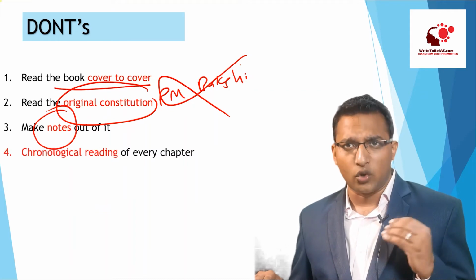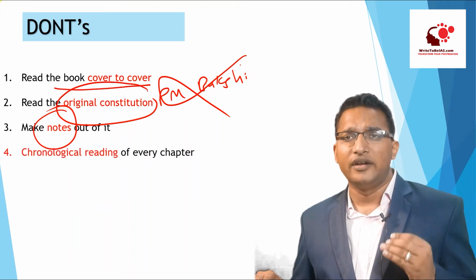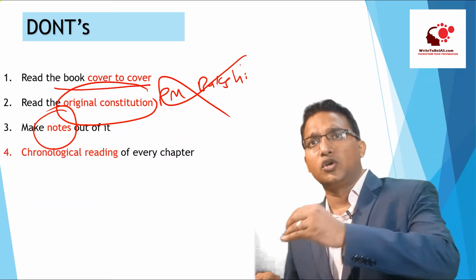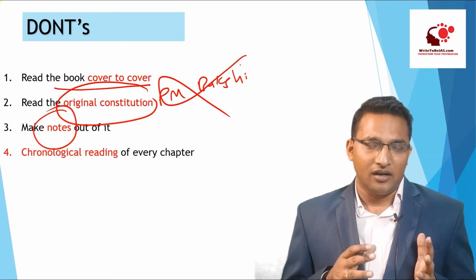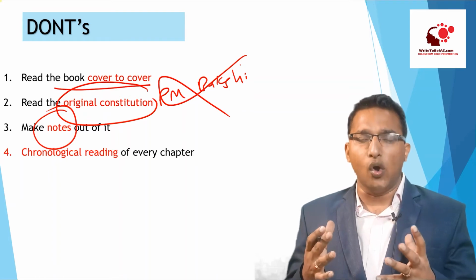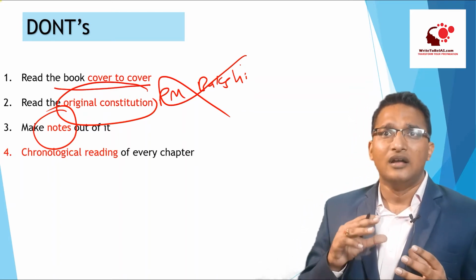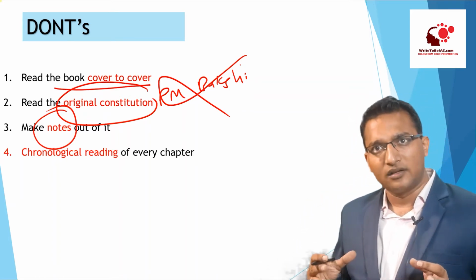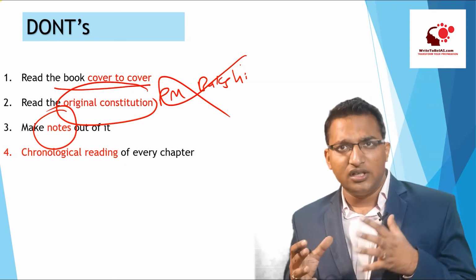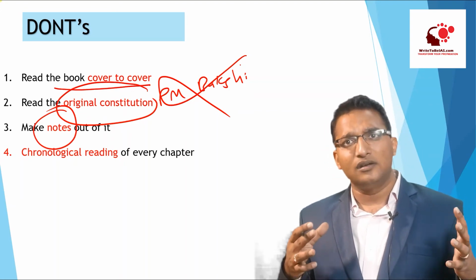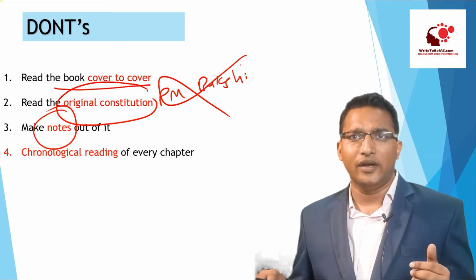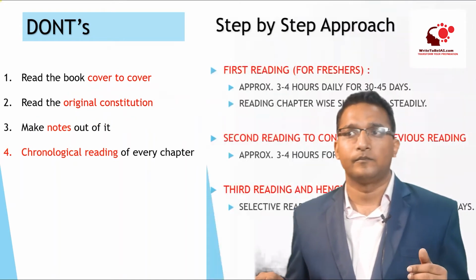Chronological reading of every chapter is not required. It is not that you will read chapter 1 and then go till the end. You can start from anywhere. However, the chapters of the same block should be studied together. For example, the chapters of the judiciary should be studied together. However, the chapters of the judiciary, executive, and legislature need not be studied in any particular order. You can read them independently.